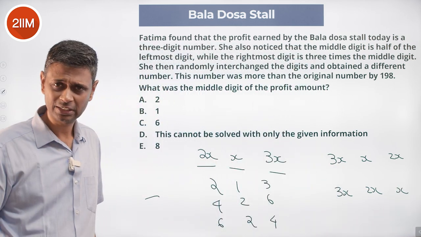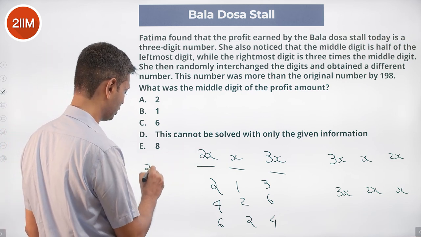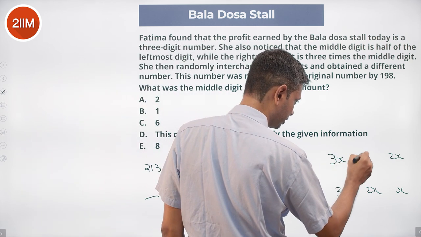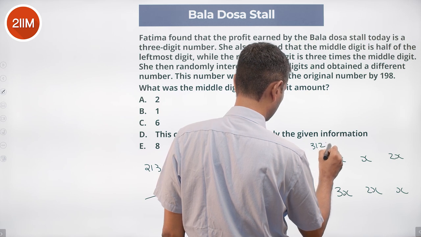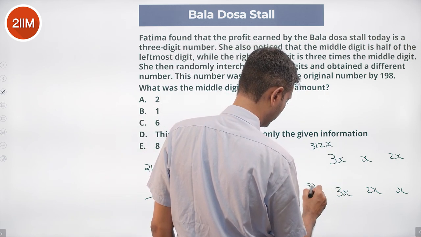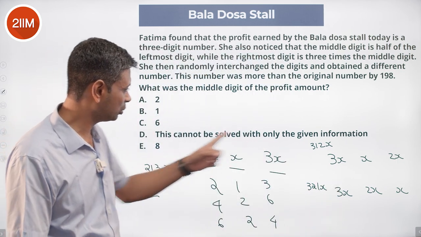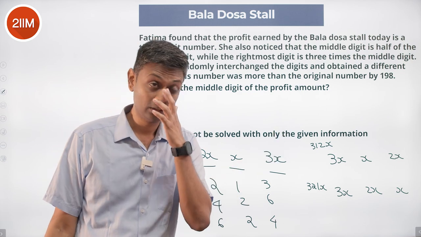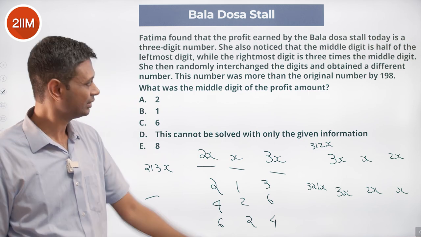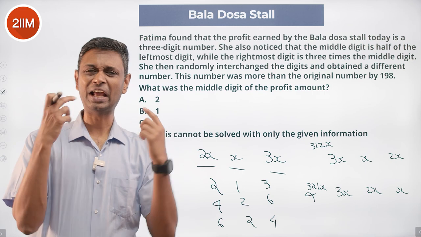One of these two. And so this number is 200x plus 10x, 213x. This number is 300x plus 10x plus 2x, 312x, or 321x. Straight away, you notice these two, the difference is 99x. 198 is 99 into 2. These two, the difference is 108x. That cannot be, so this is ruled out. The digits are effectively reversed.